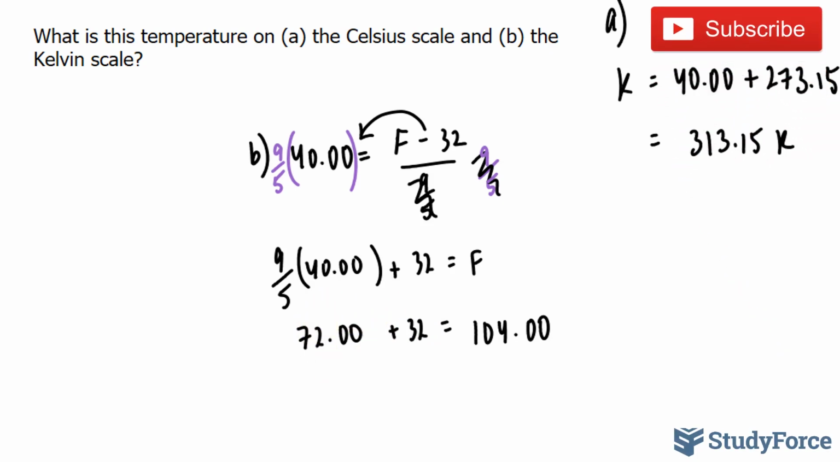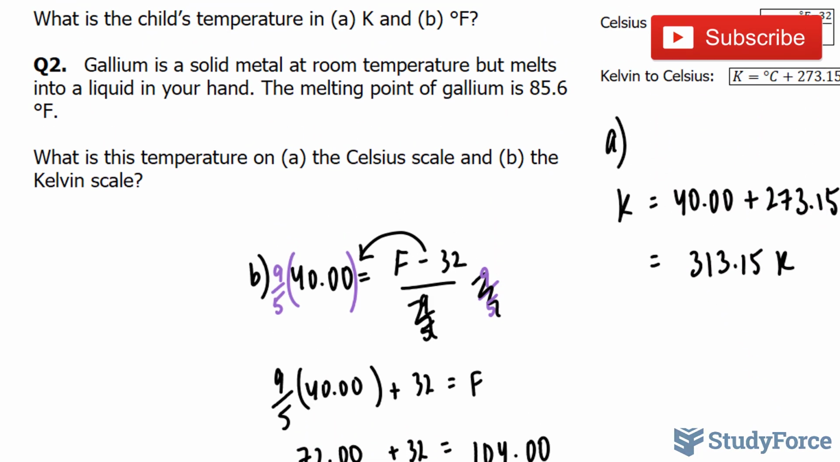Now we can move on to question 2. In question 2, we're asked, gallium is a solid metal at room temperature, but melts into a liquid in your hand. A link to a blog showing this phenomenon is in the description below. The melting point of gallium is 85.6 Fahrenheit. What is the temperature on A, the Celsius scale, and B, the Kelvin scale?